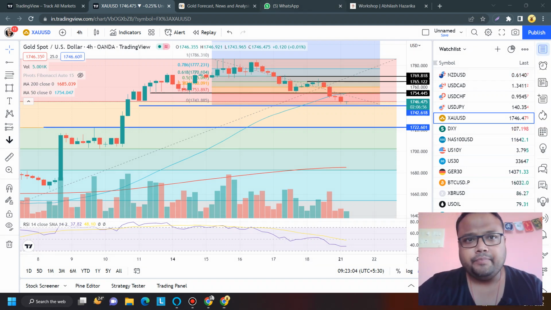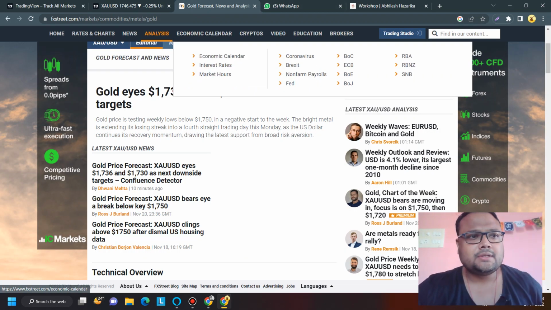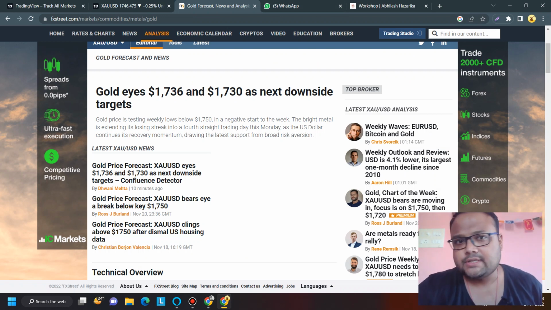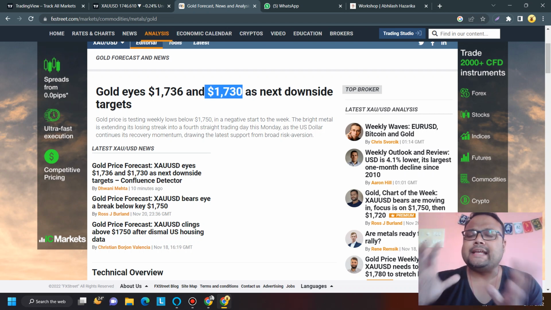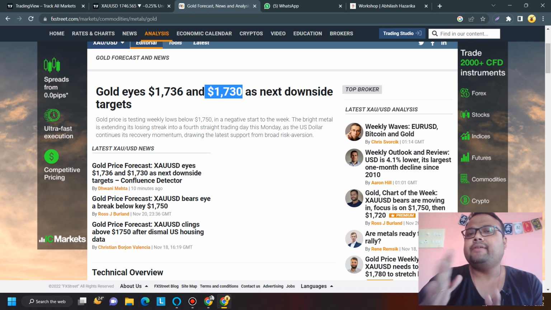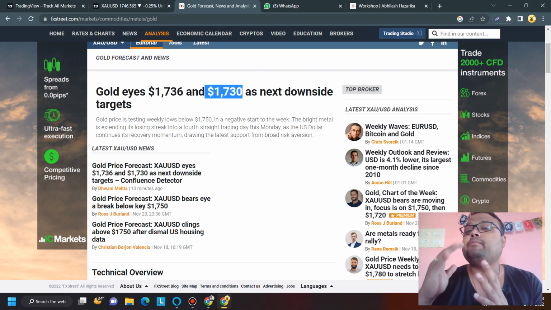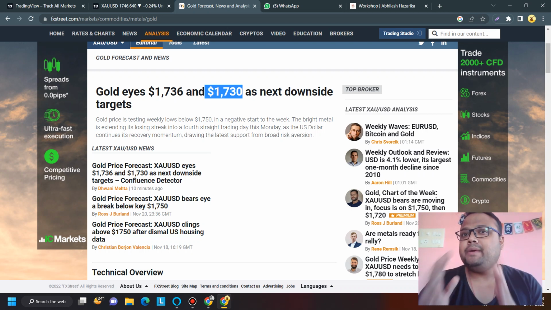If you read some articles, for example this article from FX Rate, you can see gold at 1736 to 1730 as the next downside target. So overall the sentiment is towards the downside, but even if it goes up, it may go for stop loss hunting. So please be careful.